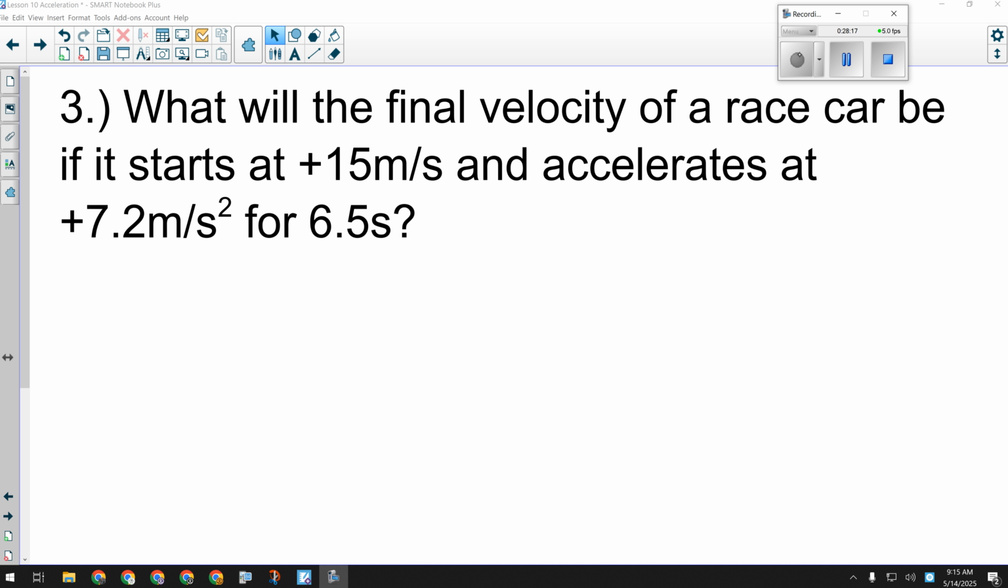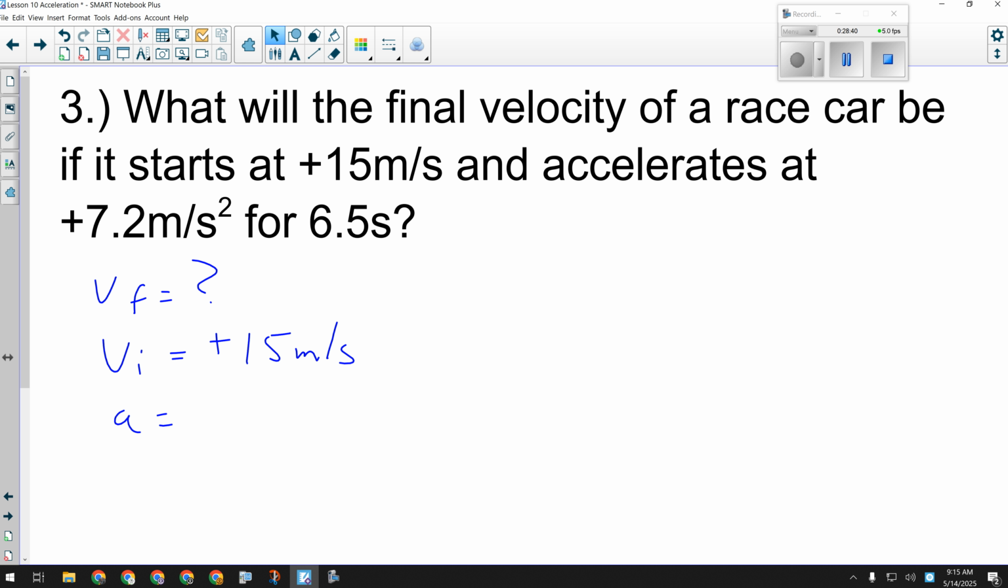So I'm looking obviously for VF. Okay, so the race car starts at positive 15 meters per second. What did they give me there? That's initial velocity, right? So now it's not 0. Okay, and accelerates at positive 7.2 meters per second squared. Acceleration. Okay, for 6.5 seconds. Time.